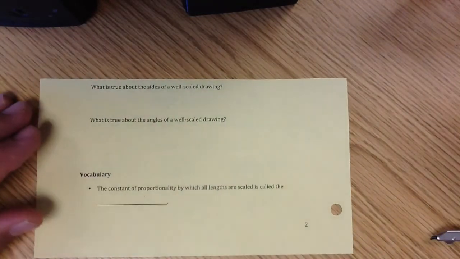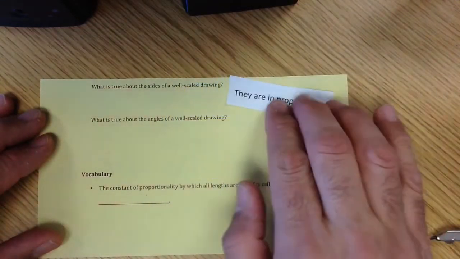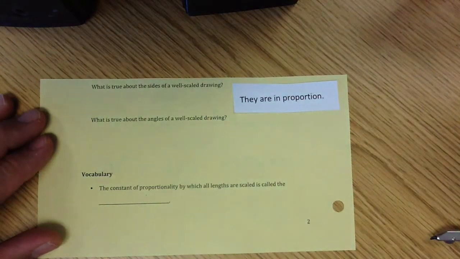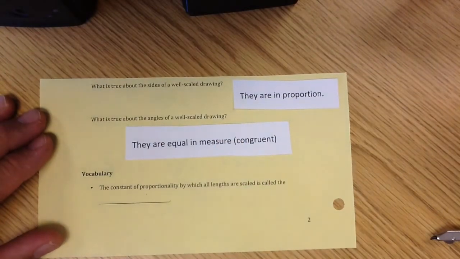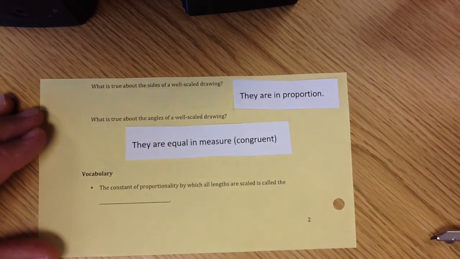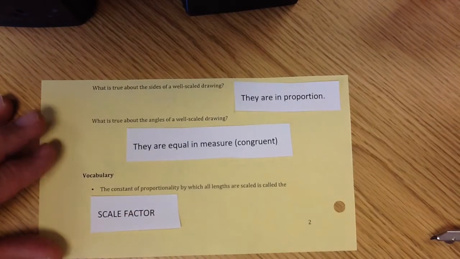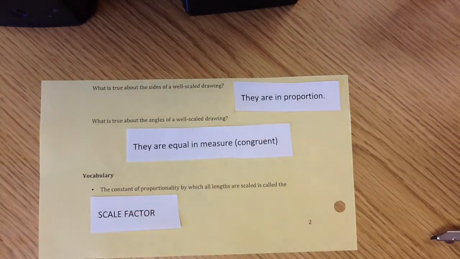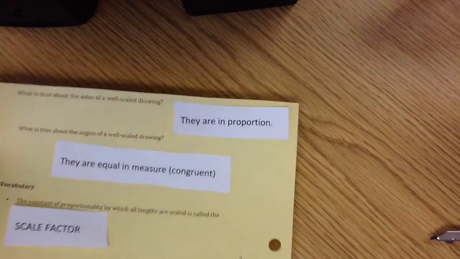Okay. Now the questions on the bottom, it says, what is true about the sides of a well-scaled drawing? And the sides are in proportion. And then it says what is true about the angles of a well-scaled drawing. You should already know this, but just in case, they are equal in measure, or congruent. And it says the constant of proportionality by which all the lengths are scaled is called the scale factor. So we've talked about that in class before. Please make sure you write those down. Okay, moving on to the next page.